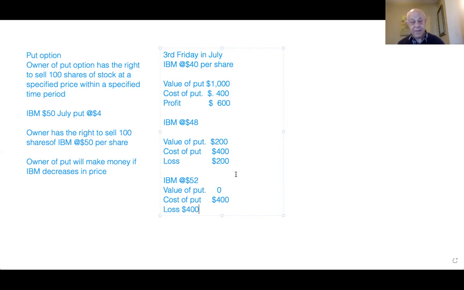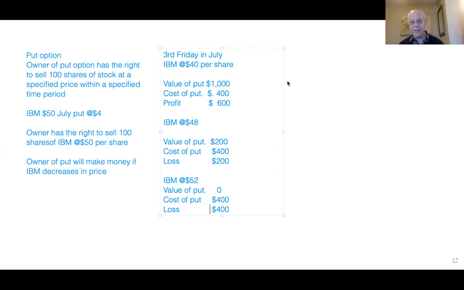And once again, when you're the purchaser of an option, your loss is limited to the amount that you paid for the put. IBM could have gone up to 500. It doesn't matter that it went up so much and went so much against you, because you're just going to let the put expire. You're not going to exercise the put and sell the stock at $50 a share when it's trading at 500. You're just going to let it expire. You're going to lose your $400.